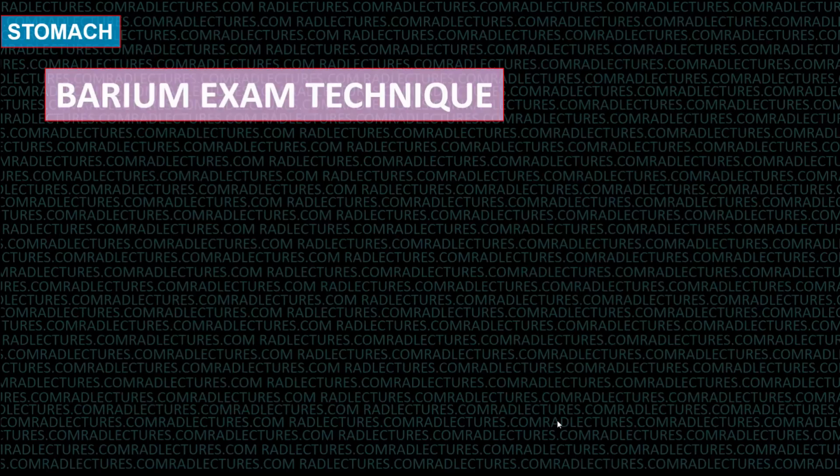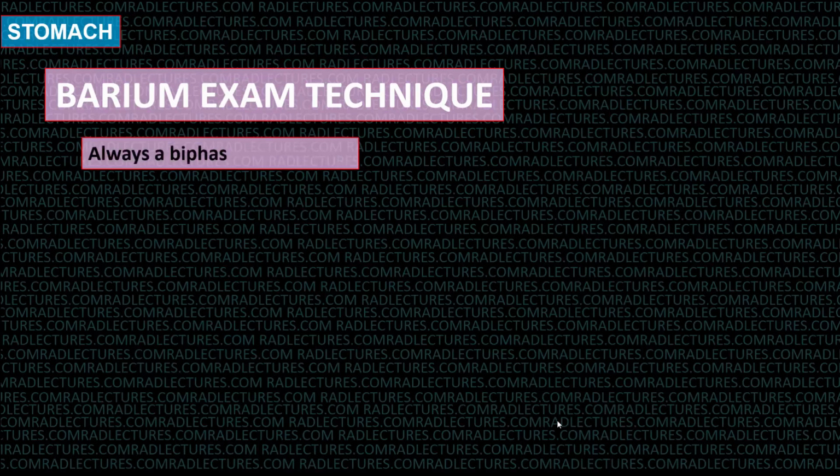So stomach can be examined by barium fluoroscopy or by CT or by MR also. The barium exam technique, it's always a biphasic exam. Whether you give air or not, there is always air within the stomach, so you will always have some kind of a double contrast effect, even if you are trying to do a single contrast exam. So that is something to keep in mind.